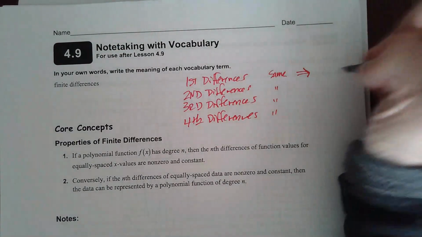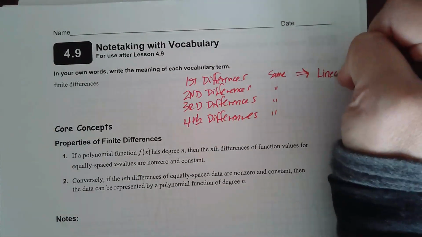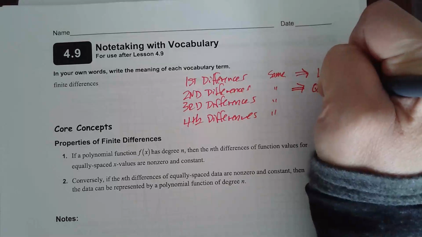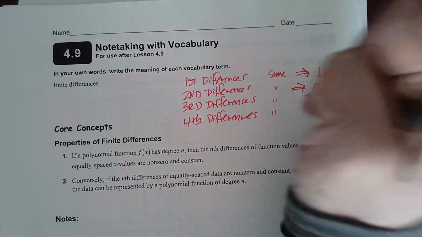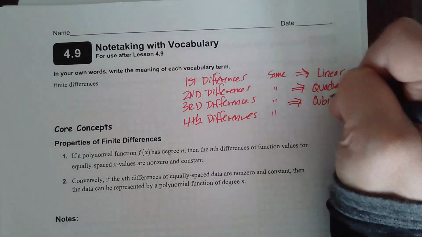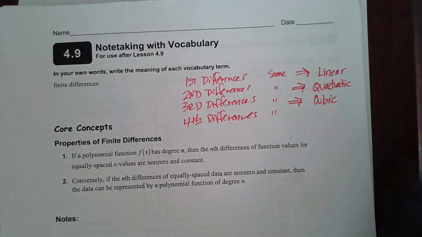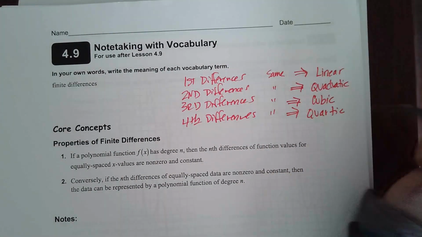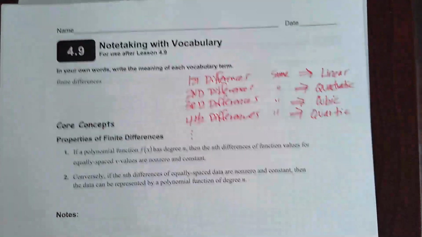So what I'm looking at is when the first differences are the same, remember this is when you get a linear function. When the second differences are the same, this is when you get a quadratic. Anyone want to guess what you get when the third differences are the same? I can hear you all the way from here. It's cubic. And then quartic. And then dot, dot, dot. In other words, it goes on forever.